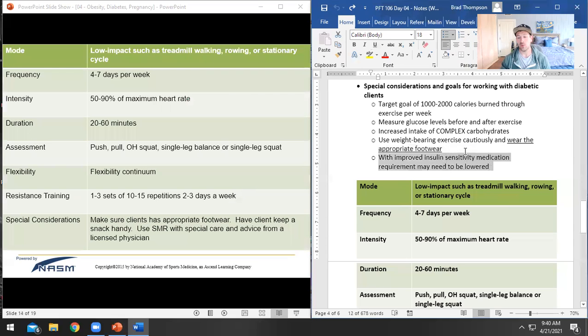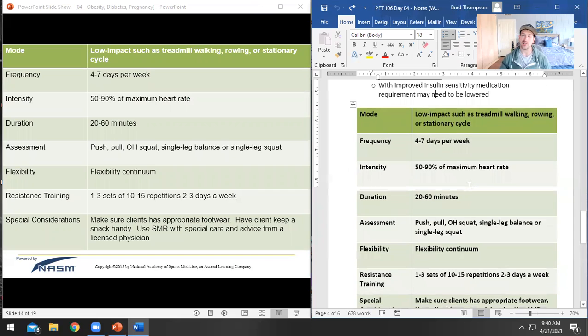And one thing to always be aware of, as your client starts to exercise more regularly, their sensitivity to insulin is going to increase, which is freaking awesome, right? As their insulin sensitivity increases, that means that the insulin they are taking synthetically, like an insulin shot, could have a much stronger effect. And so it could cause them to become hypoglycemic, which can cause them to pass out.